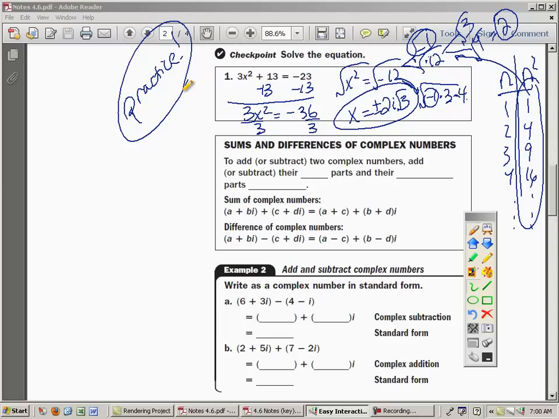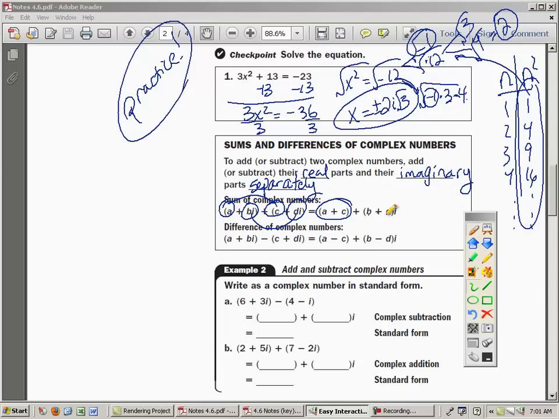All right. Sums and differences of complex numbers. To add or subtract two complex numbers, add or subtract their real parts and their imaginary parts. And we're going to do that separately. Okay, so basically we pull the real components together, add those together to get a plus c. Then we grab the imaginary components and add those together, and I get b plus d, i. We'll give you some examples which will make much more sense, but same thing here with your subtract.